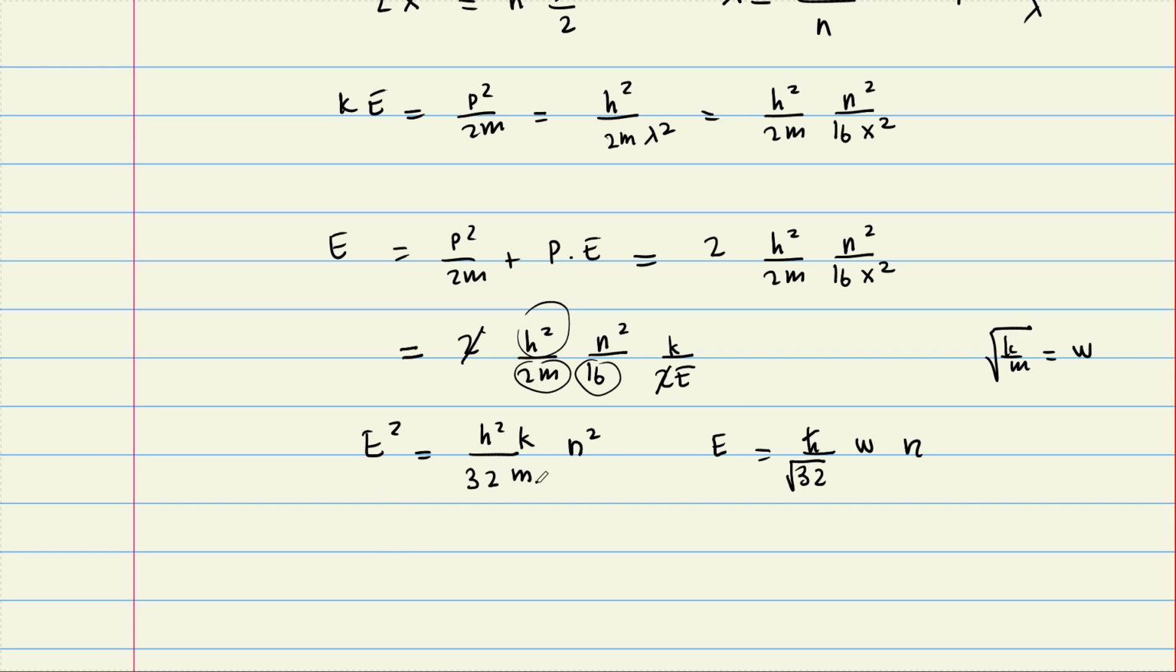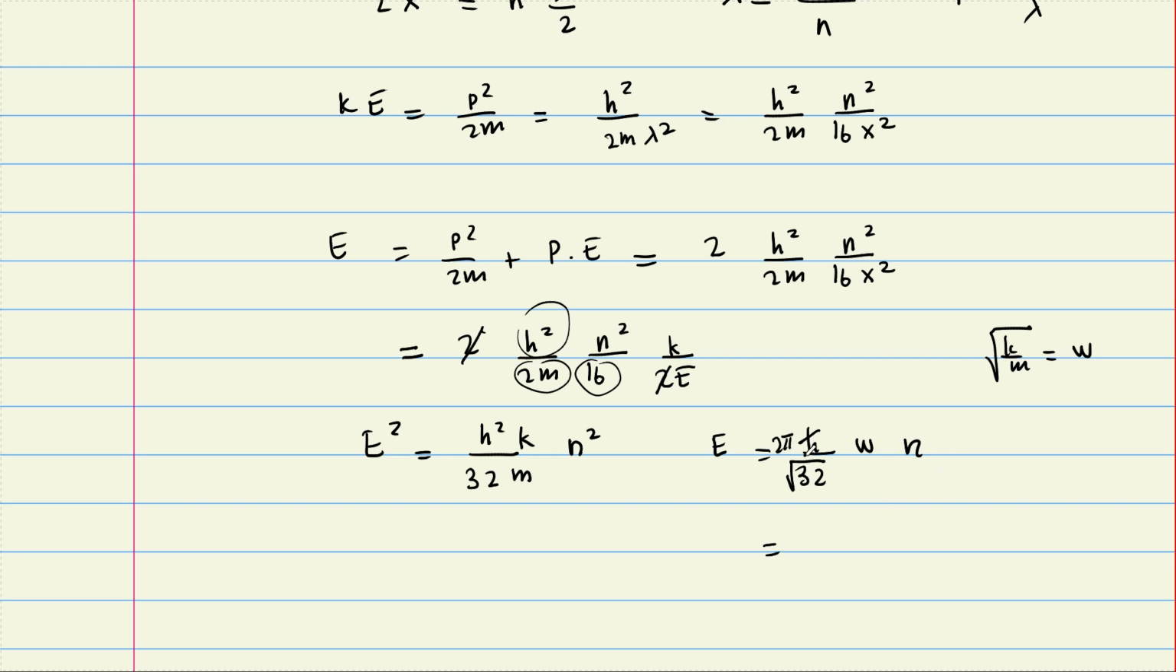So I take the square root of both sides. I have root k over m is omega, and I want to write it like h bar omega. So k over m, but I take the square root of both sides. So E is equal to this. I want to write it like h bar, and h bar is h over 2 pi, so I'm going to write it 2 pi.